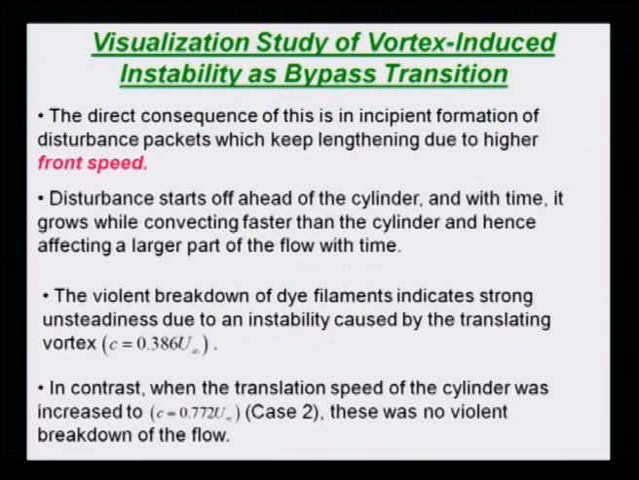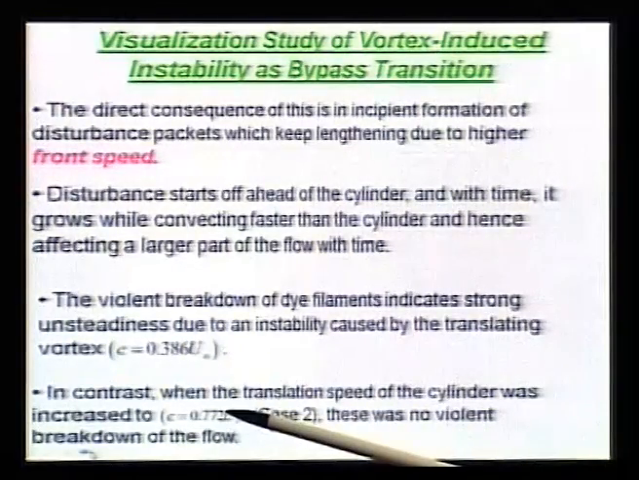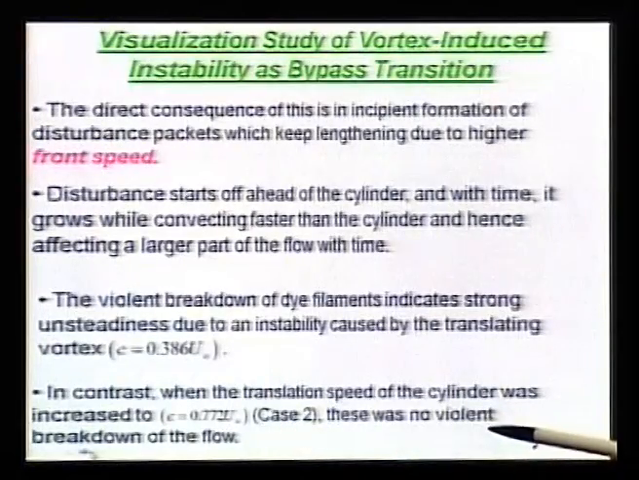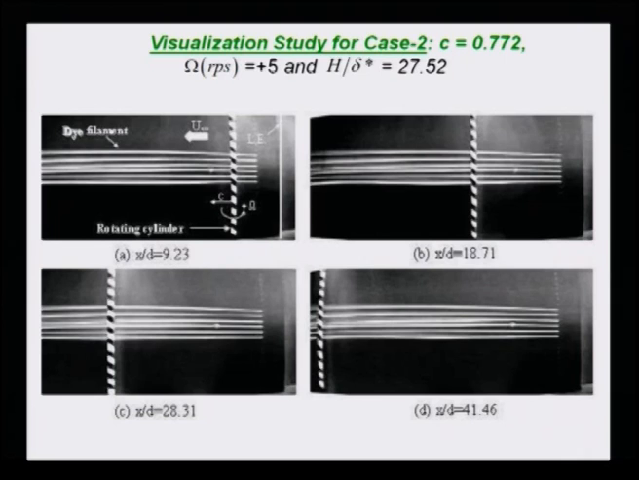Now, let us talk about the case which we call case 2. The speed of convection of the captive vortex has been doubled here, and upfront I am telling you that there is no violent breakdown of the flow. However, what happens is this is the scenario that you see in the field of view here.